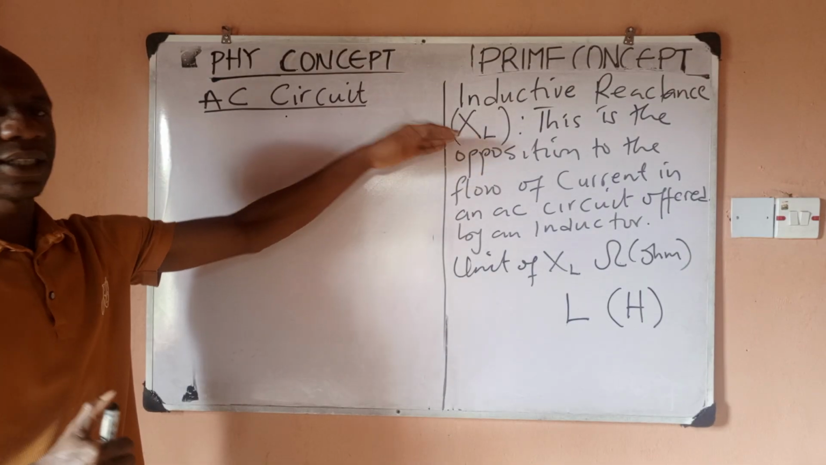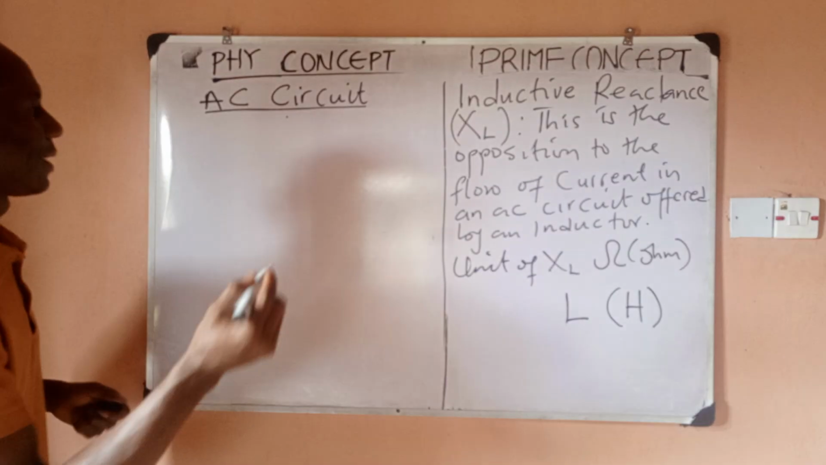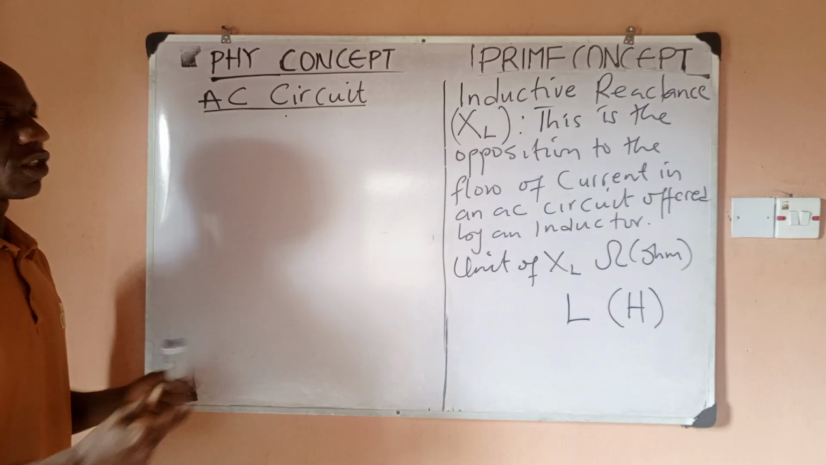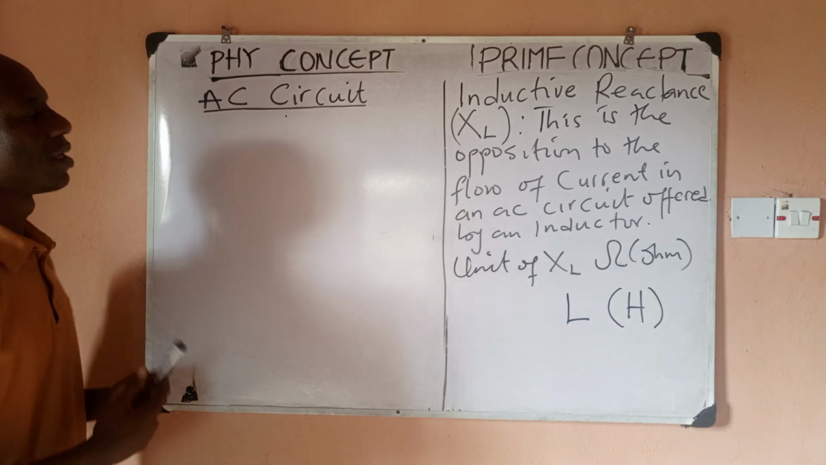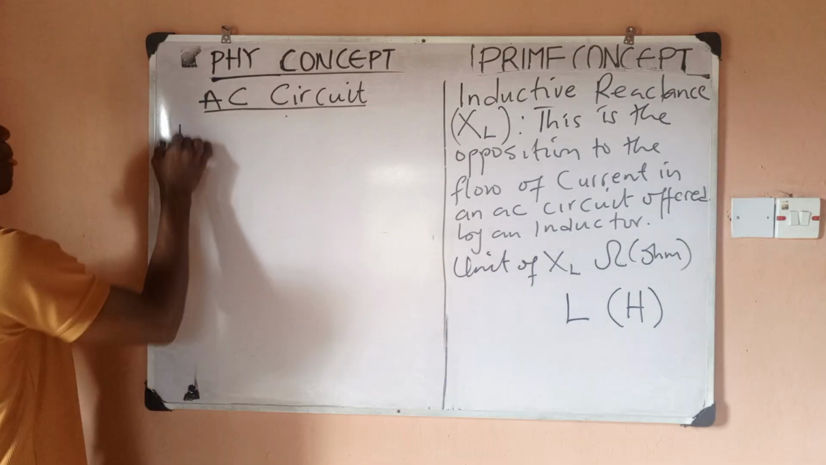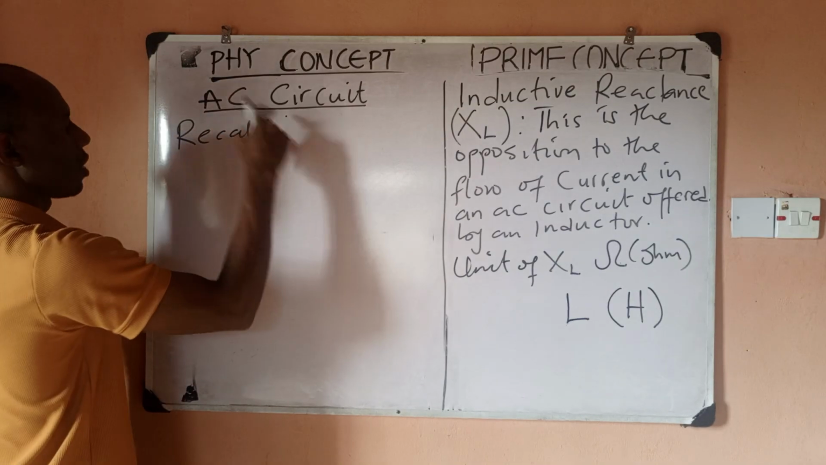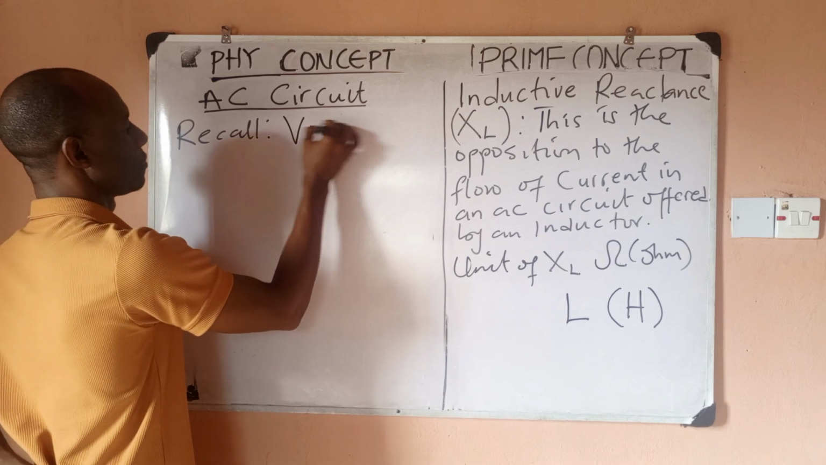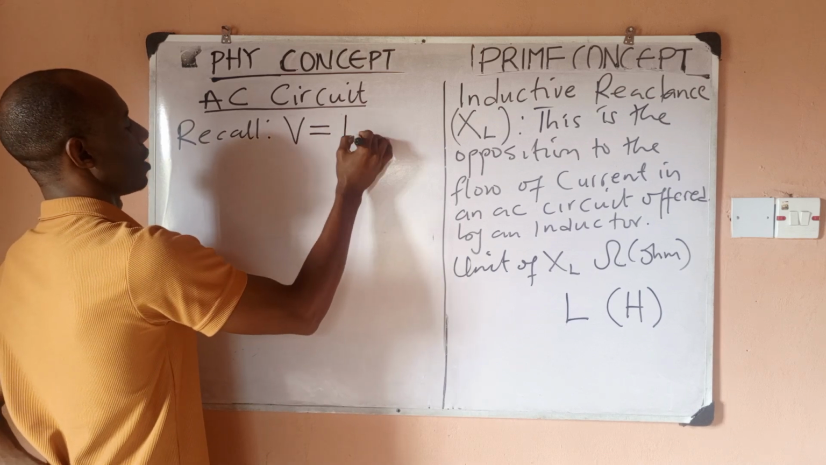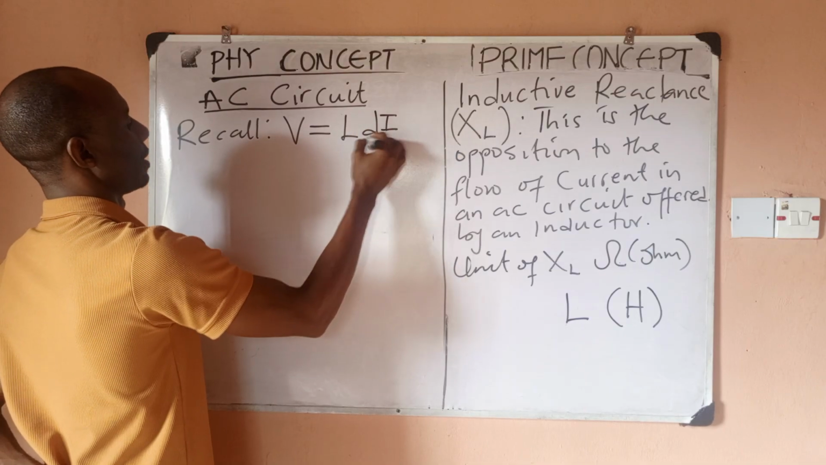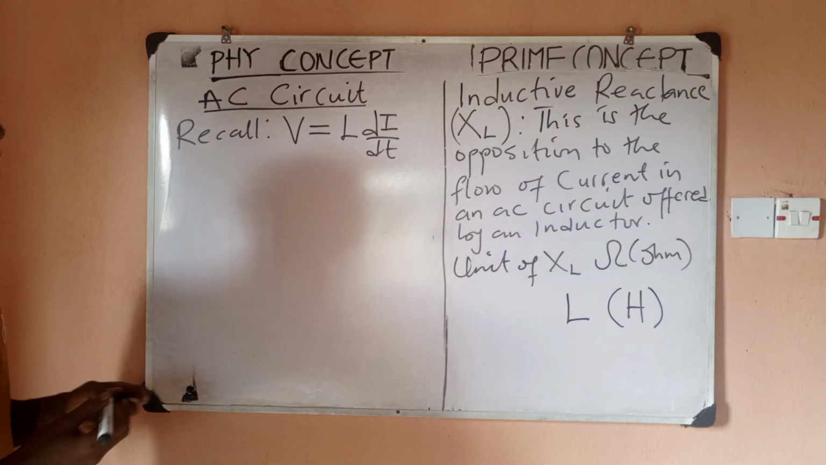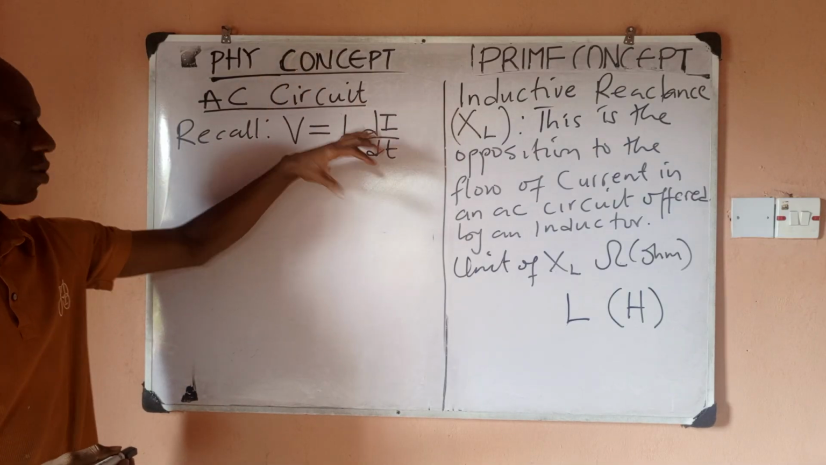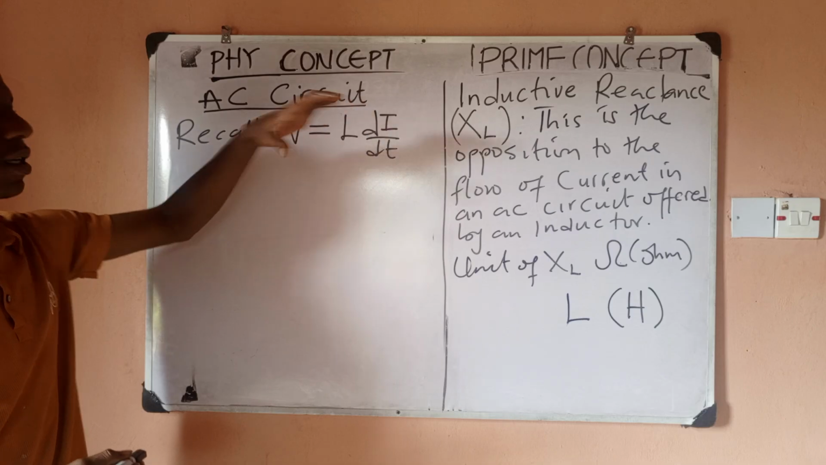Now, how does this connect with our circuit? We want to do a simple analysis and derive the formula for finding XL. There must be a relationship for calculating the size of XL. So how do we do it? Let's recall that the voltage across an inductor is given as V equals L dI/dt, where L is inductance. This is very similar to the capacitance relationship, so check my previous video on capacitance and you will understand.